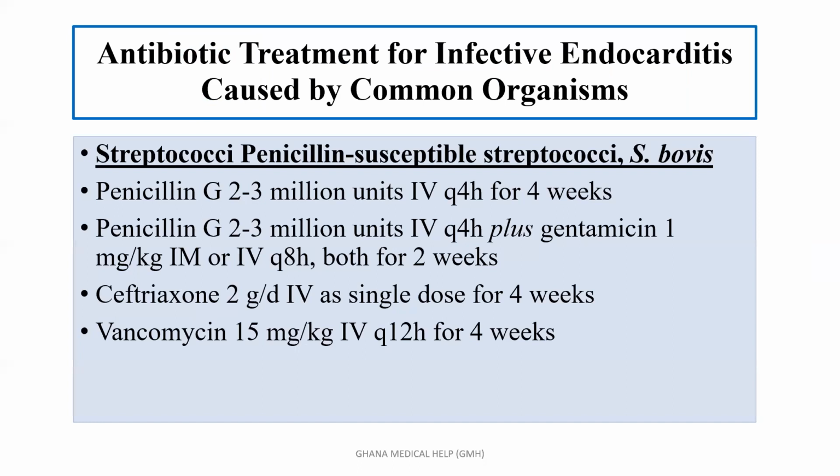Antibiotic treatment for infective endocarditis caused by common organisms. We have streptococci, penicillin-sensitive streptococci. So we give penicillin G 2 to 3 million units IV 4 hourly for 4 weeks. Then with ceftriaxone, we give 2 grams daily IV as a single dose for 4 weeks. And for vancomycin, we give 15 milligrams per kg IV 12 hourly for 4 weeks.